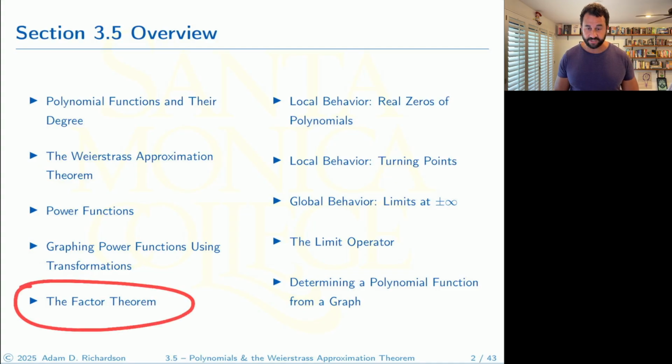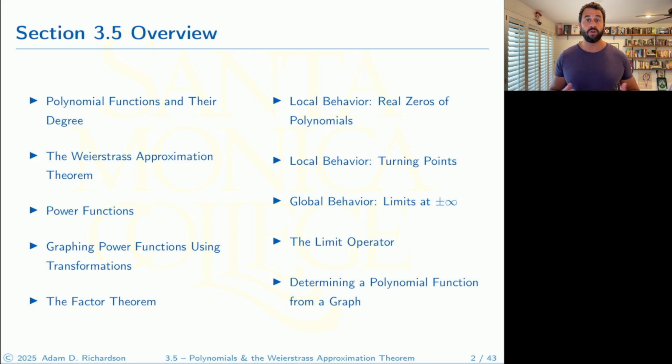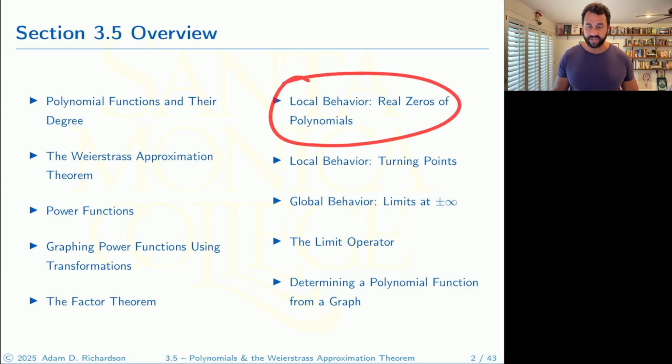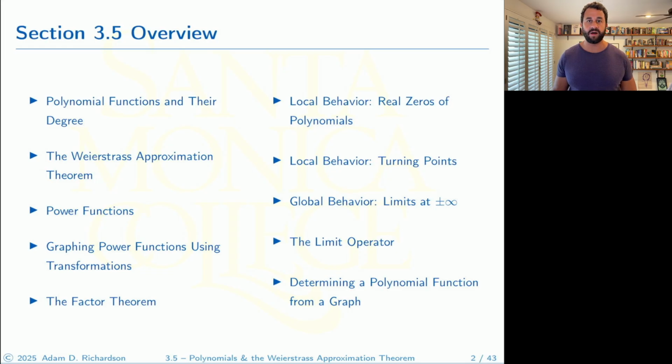We'll talk about the factor theorem, which is a generalization of a theorem that we saw earlier on in this chapter. Then we're going to split things up into local behavior and global behavior, kind of like we did in one of the previous chapters. We're going to talk about real zeros, that is, zeros of polynomials that are real numbers. We're going to talk about turning points. Then we're going to talk about global behavior, talking about the way these polynomials behave at plus or minus infinity.